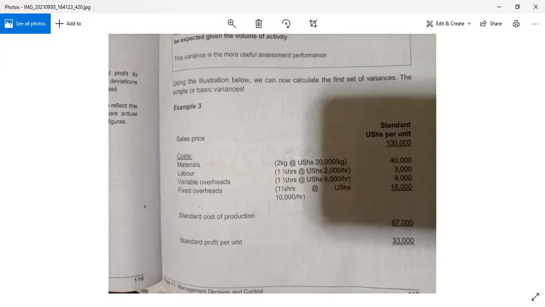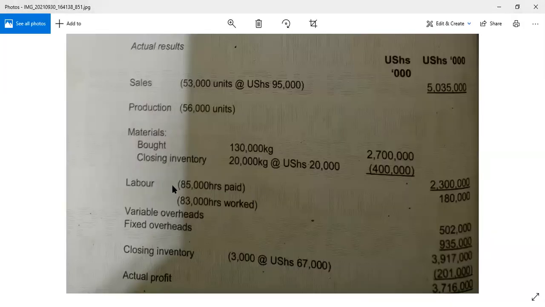Now, when you come to your question here, the actual results are telling us that labor 85,000 was paid. So we actually paid 85,000 hours, and how much did we pay for these? As you can see, what they are giving us is 180,000. So we paid 180,000 for 85,000 hours. You just ask, how much would we have paid? It will be the 85,000 here multiplied by what?